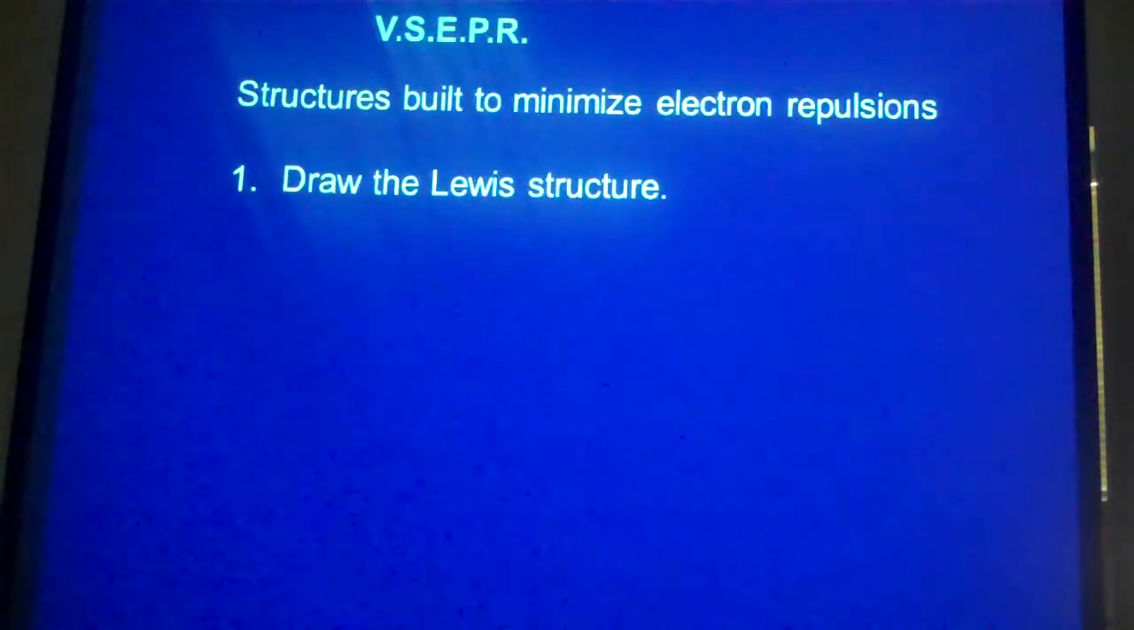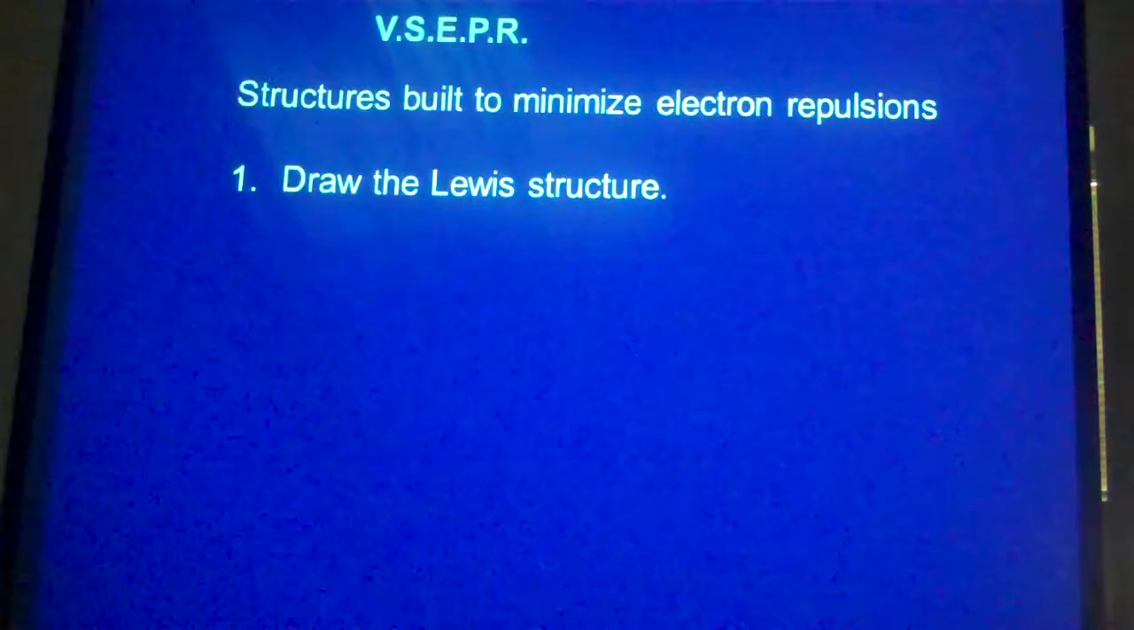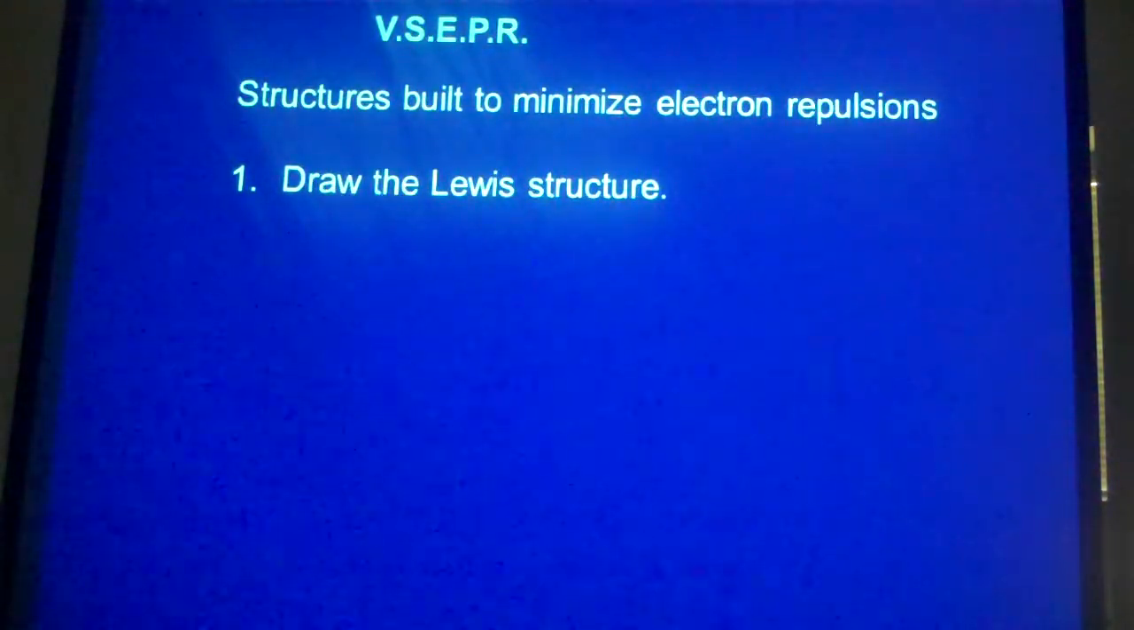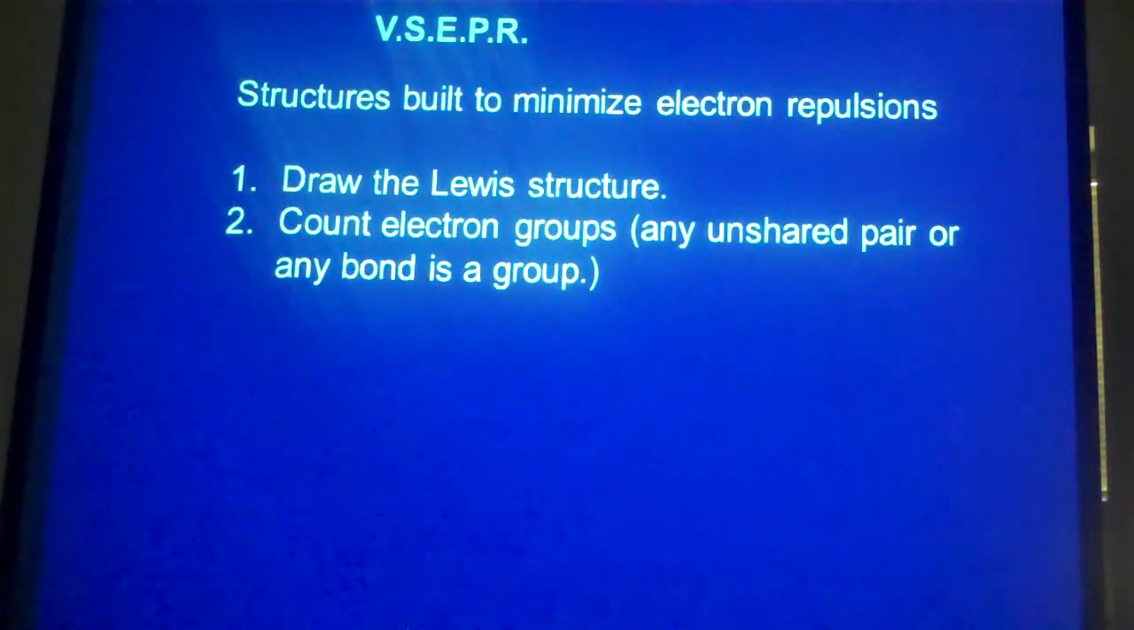So we start with a Lewis structure. That's why we've been doing Lewis structures. You need to be able to draw a Lewis structure, and I'll also say that for the time being anyways, this will refer only to covalent compounds because ionic compounds go together a different way. So once you've drawn a Lewis structure, you can look at that structure and how many electrons there are and how many bonds. So the second step in VSEPR is to count electron groups.